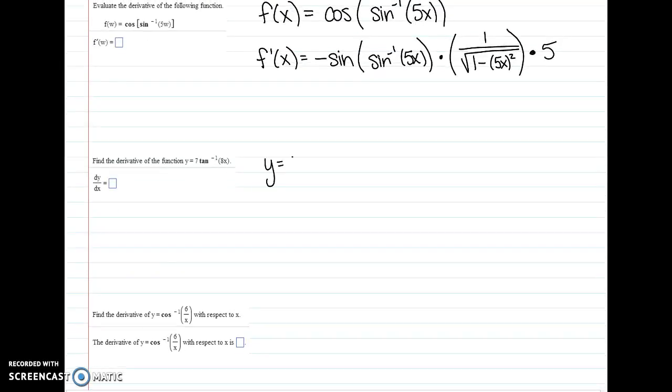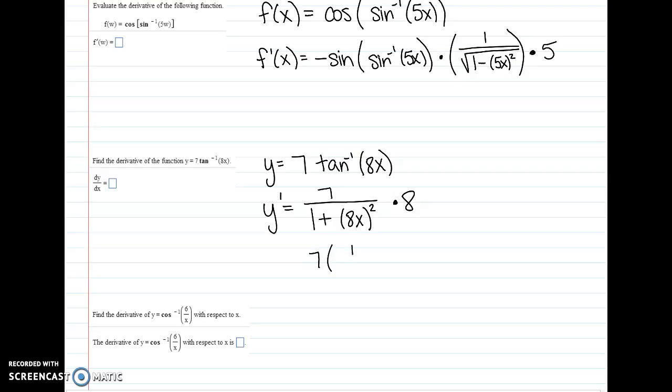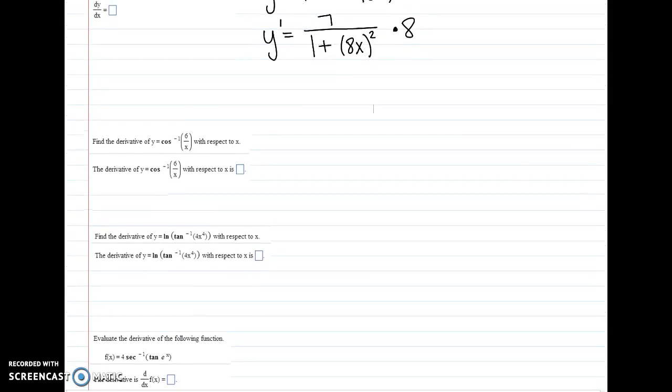Okay, let's look at another one. y equals 7 times inverse tangent of 8x. The derivative of inverse tangent of blop is 1 over 1 plus blop squared. So the derivative here of 7 times inverse tangent is 7 over 1 plus blop squared times the derivative of the blop. Instead of doing 7 times 1 over 1 plus 8x squared, I just put the 7 on top. I hope that's okay, because I did it. We'll do a couple more and then we'll take a break.